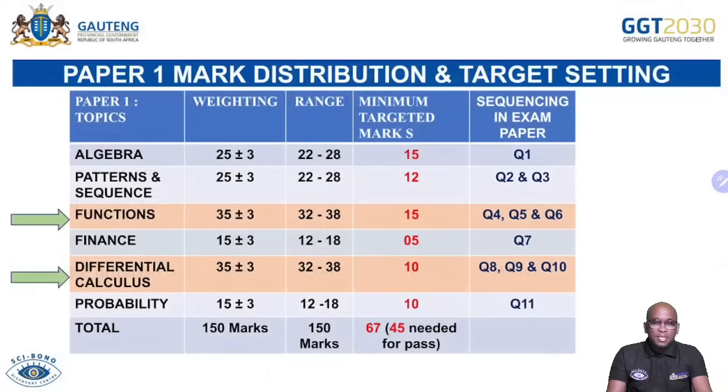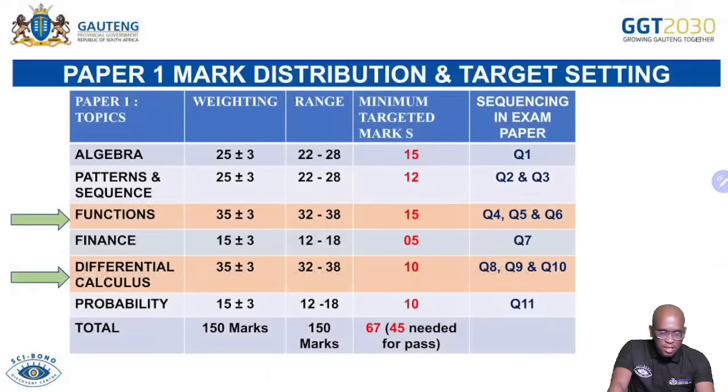So they are highly weighted, these ones, because if you combine the two, they would be at 70, all right, with a variance of 6 there. So it means that functions carry 35 with a variance of 3, and calculus carries 35 also with a variance of 3. With those two topics, you should be able to get more than 40% of the paper. So if you are good with those topics, then you'll be good to pass the paper, okay?